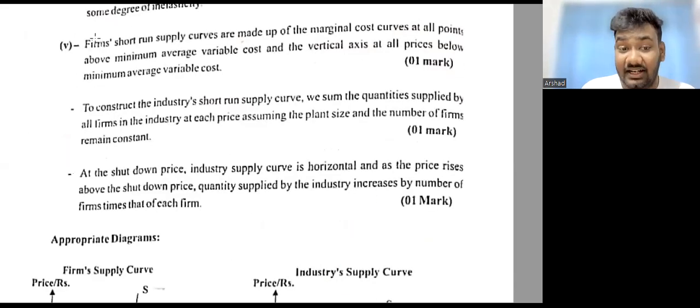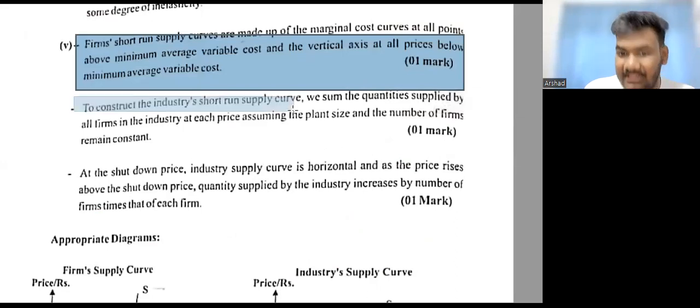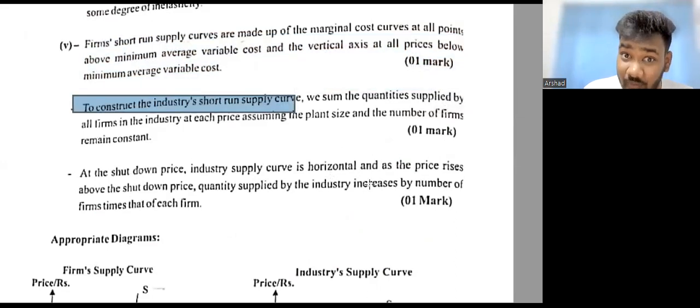See, what is the question? First, you talk about what the firm's supply curve is. The firm supply curve is the marginal cost curve above the minimum average variable cost, right? So that is one. Then they are saying, to construct the industry supply curve, what do we do? We have to add all the firms, no? So you get the addition of all the firm supply curves, then you get the industry supply curve. That's what they are saying here.